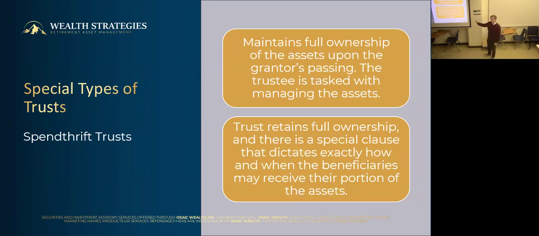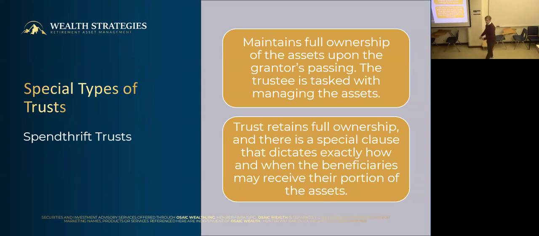Now, you being the forward planning person that you are, knowing that it's likely that they're not going to spend this on things that you would like them to spend your hard-earned money on, you might create a spendthrift provision in your trust. So this trust is going to maintain full ownership of the assets upon the grantor's passing. So it's an irrevocable trust. It holds on to the assets and it does not immediately pay out the assets to the beneficiaries. The trustee is tasked with managing the assets. Irrevocable trust. Normal stuff. The trust retains full ownership, and there's a special clause, which is the spendthrift clause, that dictates exactly how and when the beneficiaries may receive their portions of the assets.